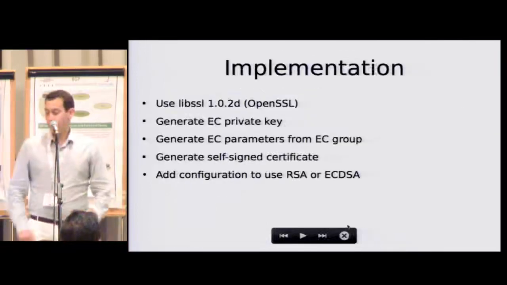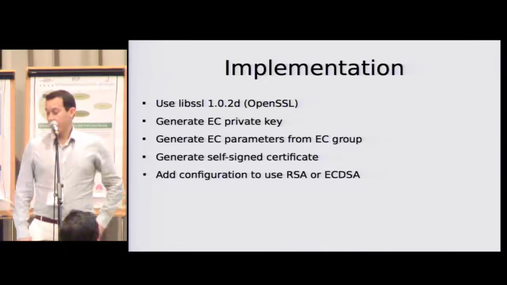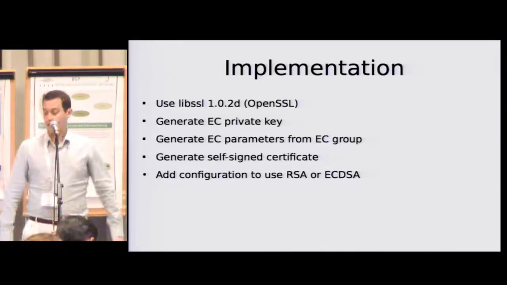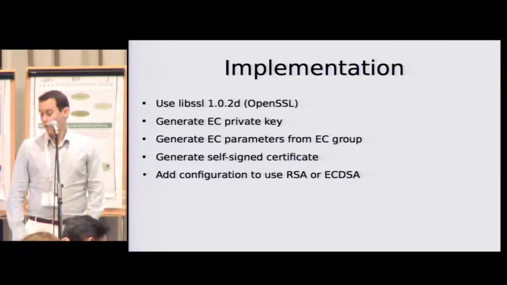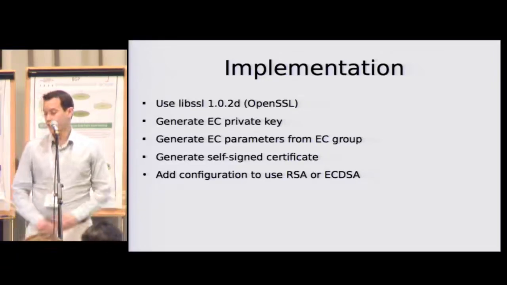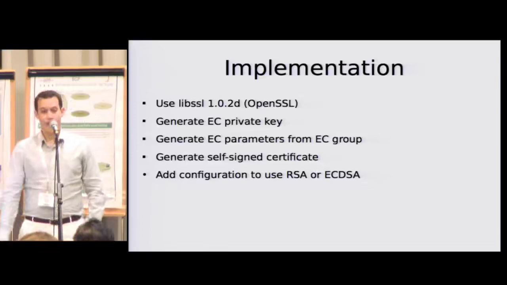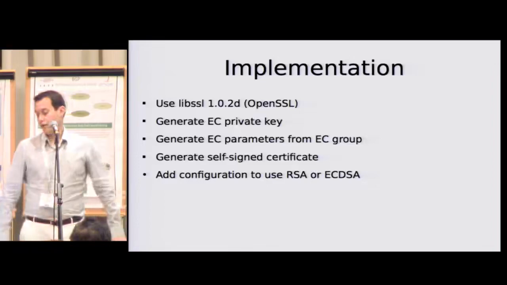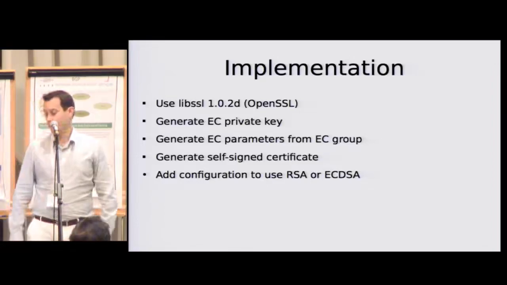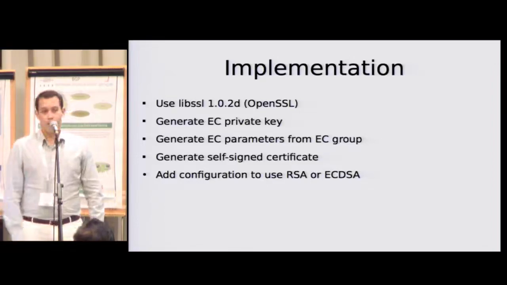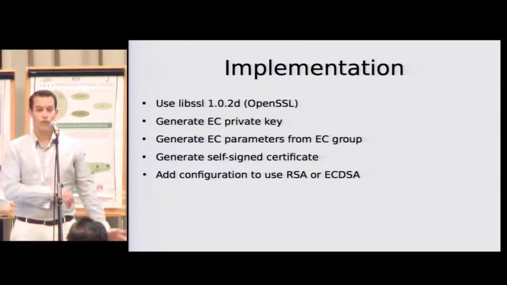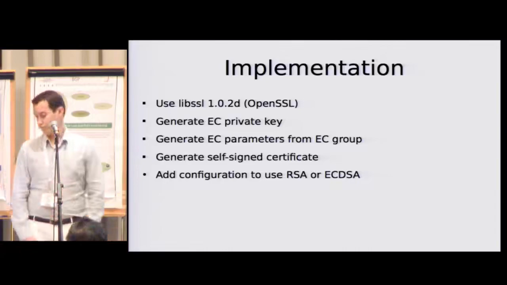So for the implementation, we use libssl. We had to generate the elliptic curve private key. We have to get the parameters from the elliptic curve group. And we also had to generate the self-signed certificate. We, moreover, added a configuration in the WebRTC endpoint to choose between RSA and ECDSA.